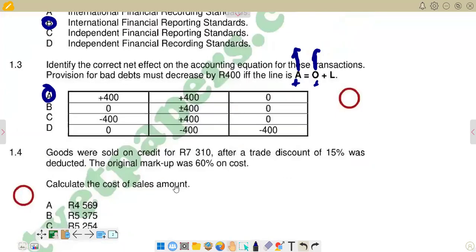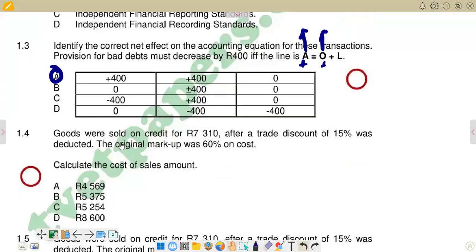Then we can go to the next question, which is 1.4, which reads: goods were sold on credit for 7,310 after a trade discount of 15% was deducted. The original markup was 60% on cost. And then the question is saying calculate the cost of sales amount. So we are given that goods were sold on credit for 7,310 after a trade discount. It means this figure 7,310 is after the trade discount of 15%.